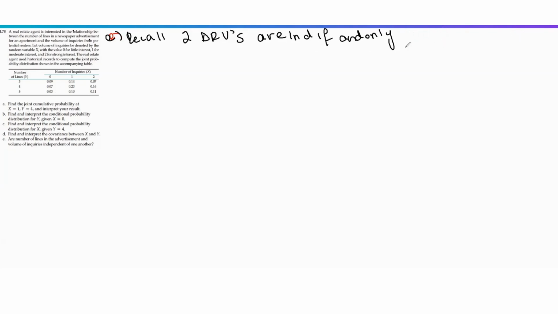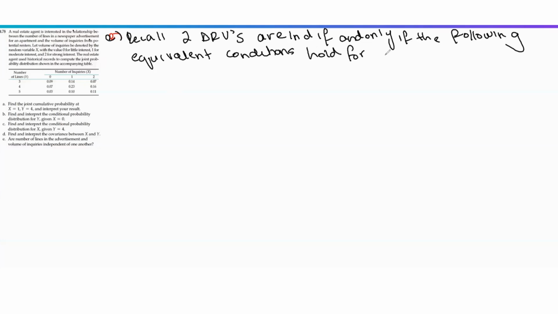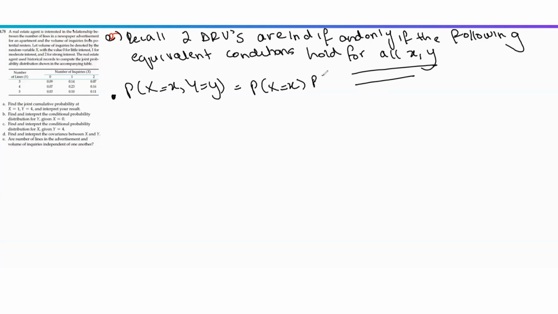So we're first looking at in general what the conditions are, then we'll apply it to this example. If and only if the following equivalent conditions hold for all X and Y. This thing, for all X and Y, is very important. What are the conditions? The first is that the probability X is x and Y is y is equal to the probability X is x times the probability Y is y. This means you can write the joint PMF as a product of the marginal PMFs of X and Y. This has to be true for every single value of x and y.